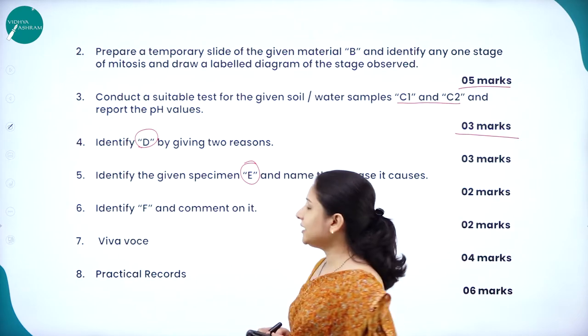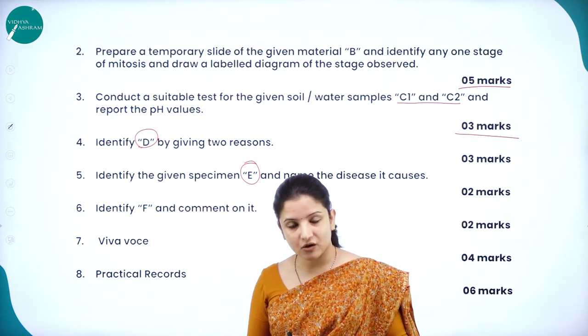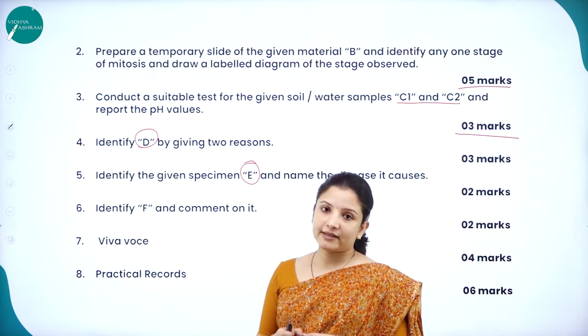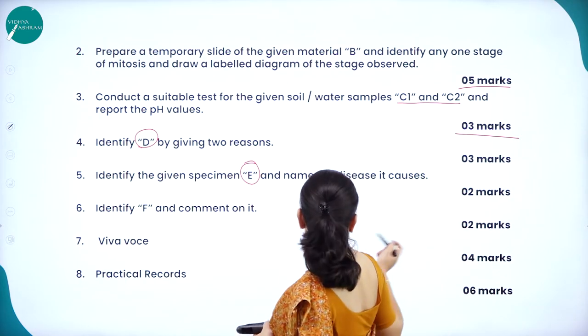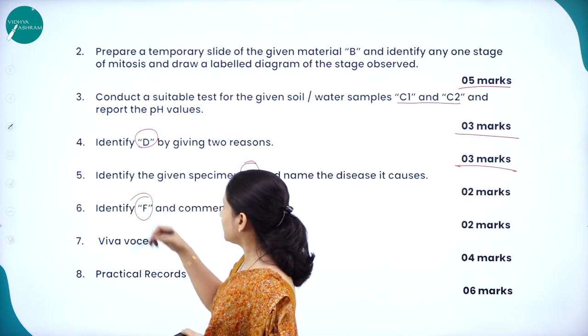Question number E is about the disease-causing organism, wherein you will have to identify the organism, write the scientific name of the organism, and write the disease it causes. So that will fetch you 3 marks. Next is question number 6, experiment F.